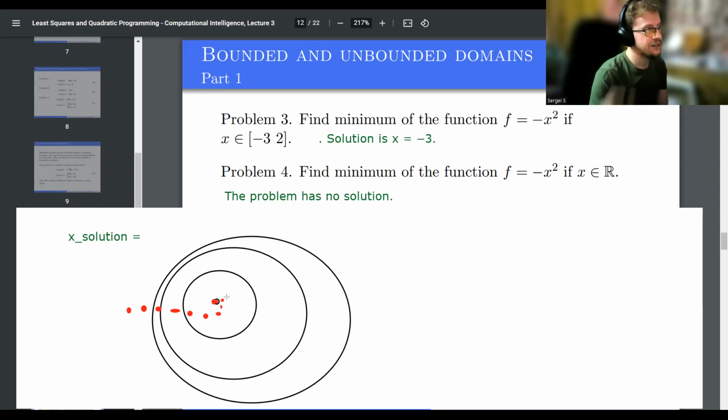And x, the distance between neighboring x, becomes less and less and goes towards 0. So the limit of this sequence is a solution. Okay, the limit of the sequence is a solution.